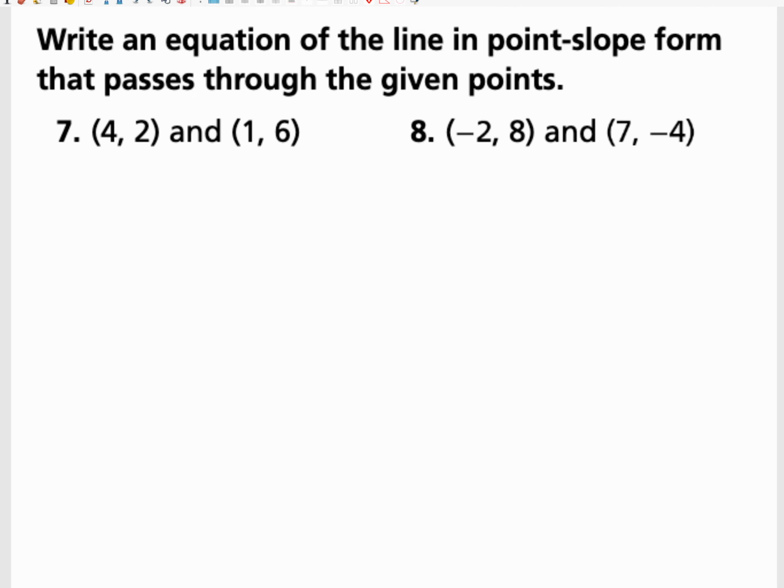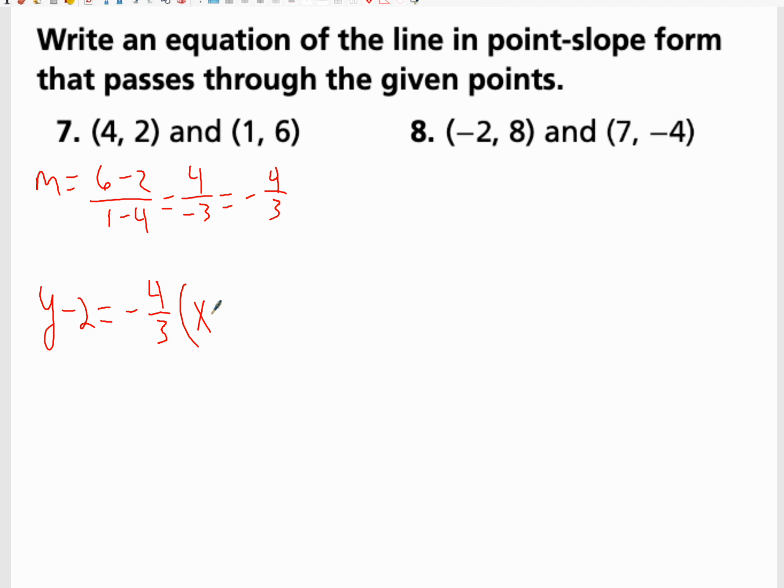Write an equation of the line in point slope form that passes through the given points. All right, so just more practice. Slope first. M equals 6 minus 2 over 1 minus 4. So that's 4 over negative 3, which is negative 4/3, right? Did I get that right? Yeah. Okay. And then it doesn't matter which point you use. So y minus 2 equals negative 4/3 times x minus 4.